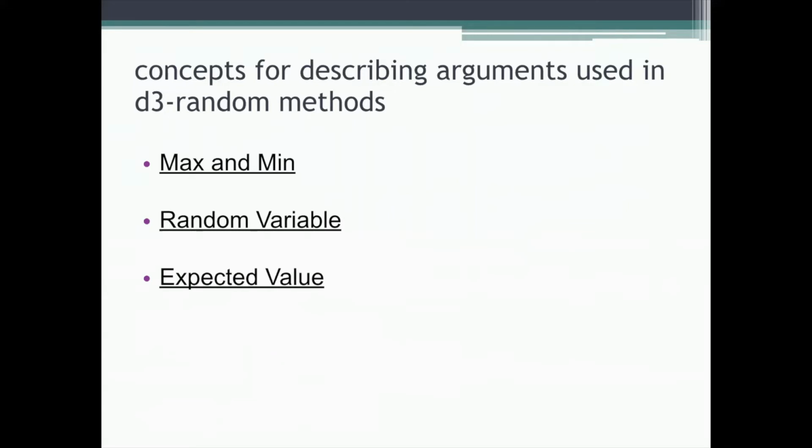And the expected value is what you expect on average the random variable to be. So for a die roll, it's going to be between the numbers 3 and 4, which is kind of weird in the sense that a die can't actually get to 3.5, but it still tells you something informative about what these numbers can be.